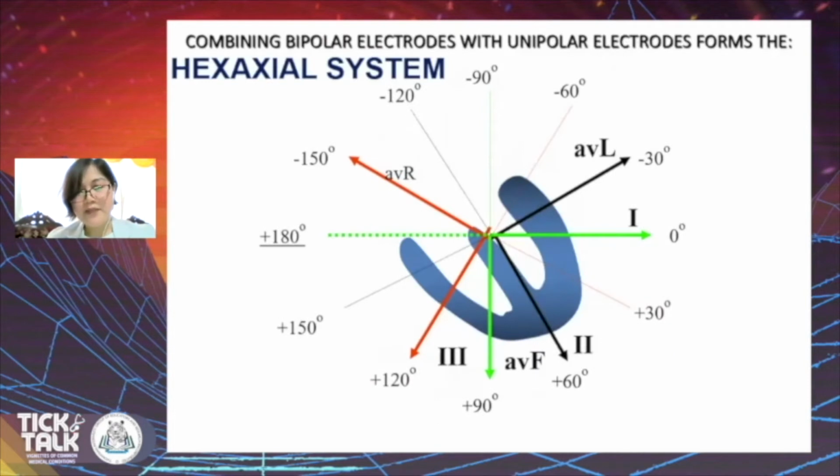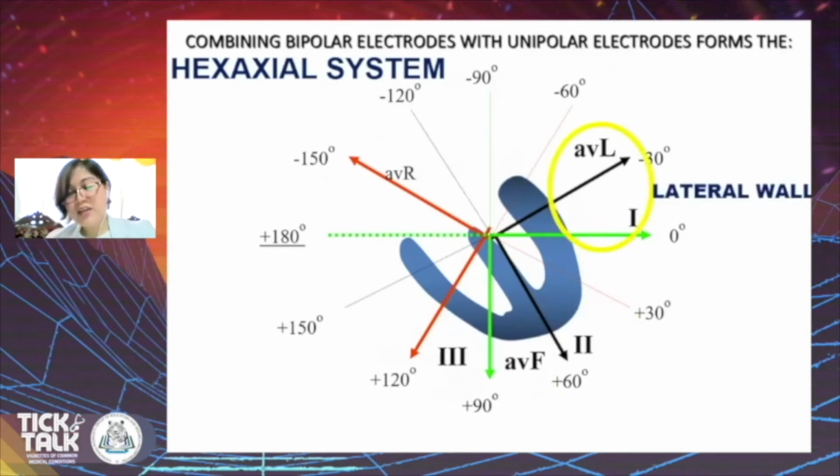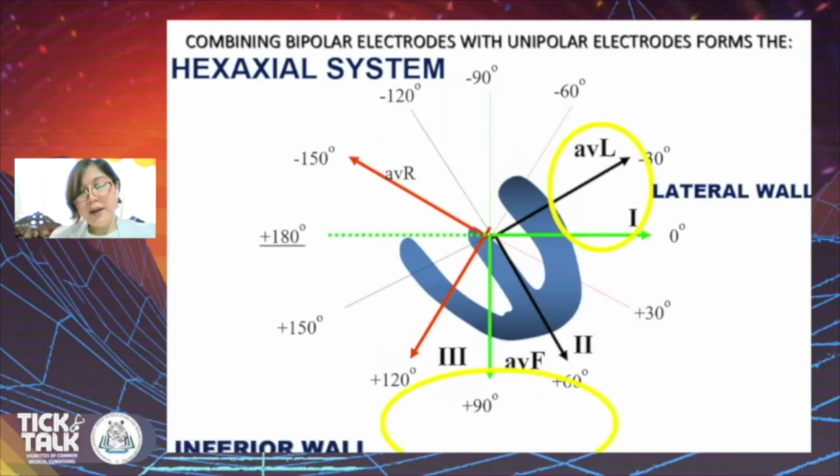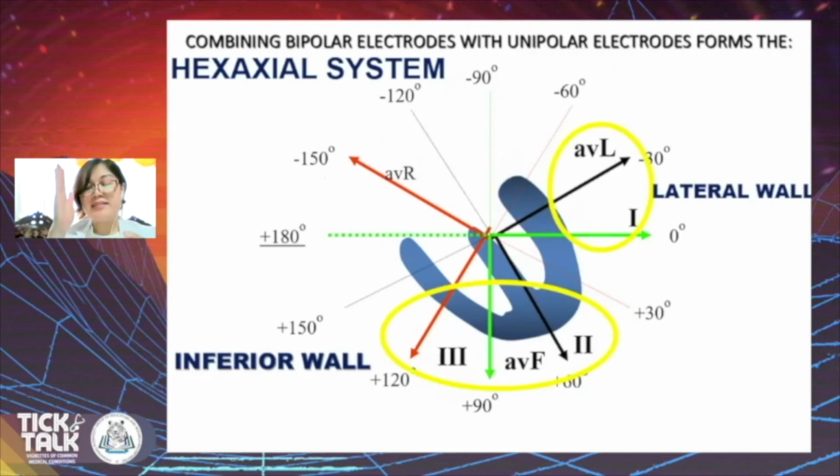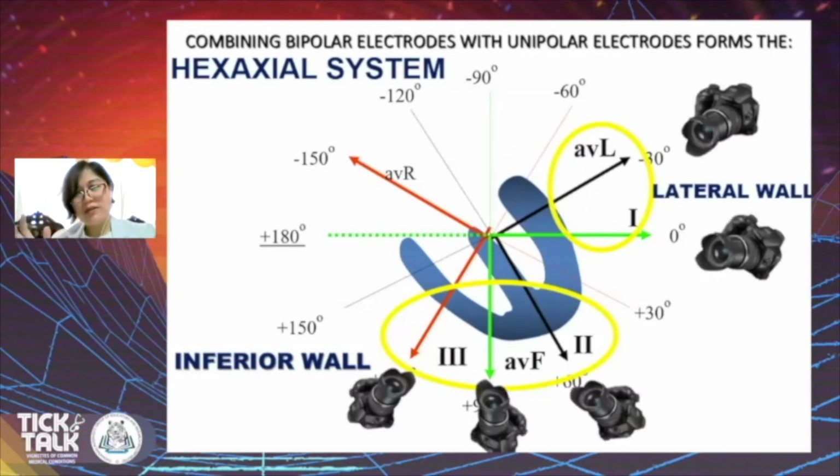So, for example, if you're going to combine the bipolar leads with the unipolar electrodes, we're able to form the hexaxial system. Lumping together, for example, your AVL, which is a unipolar lead, with your lead one, basically takes a look at the high lateral portion of your heart. Whereas grouping together your leads AVF, lead 3, and lead 2 takes a look at the inferior or lowermost portion of the heart. So it's, as mentioned, like taking a picture of your heart from different angles so that you'd have an idea of how your heart looks.